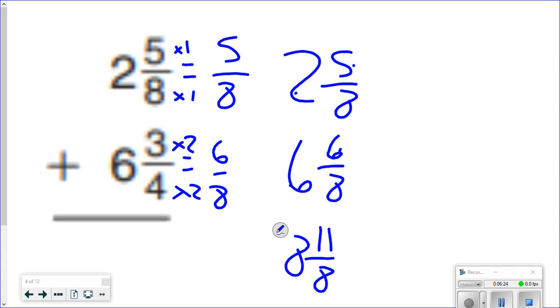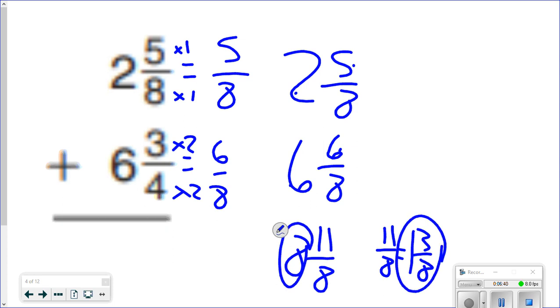I cannot leave my problem like this, but I have to work it out. 8 and 11/8. If I take 11/8, kids, I have to change this into a fraction. It would be how many 8s go in 11? 1. What's left over? 3/8. I'm going to take this number. I'm going to add it to this 8 because this 11/8 is the same as that. 8 plus 1 is 9, and I have 3/8 left over.